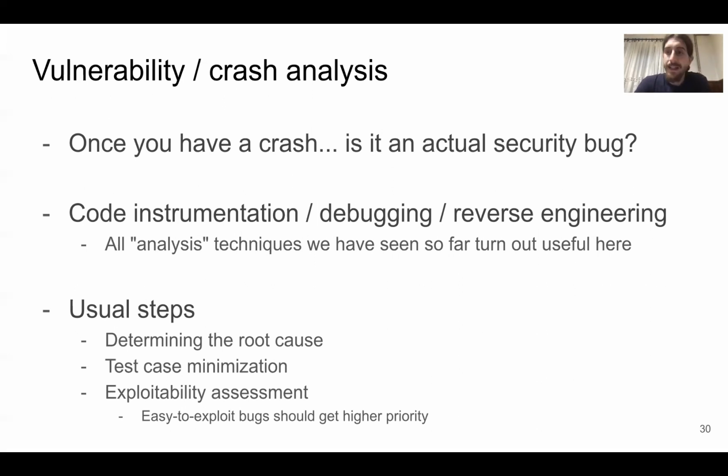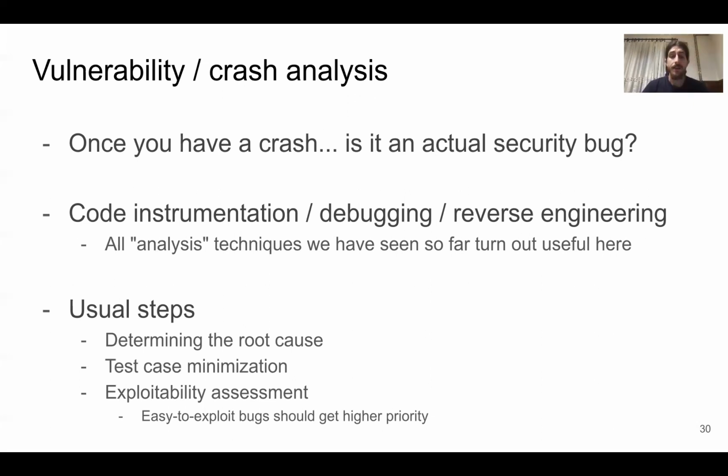And at this point, there are many techniques such as code instrumentation, debugging, or whatever we discussed so far that could kick in and be helpful. And usually the useful step to understand whether a crash is coming from a security bug or not is to try to determine the root cause. What is the piece of code that allows the application to crash?